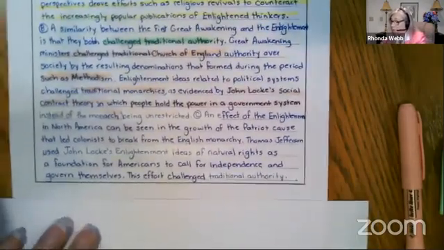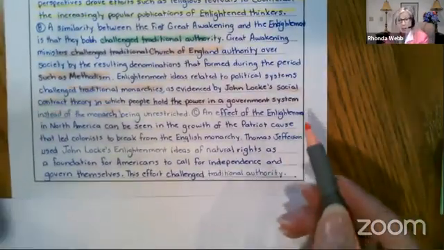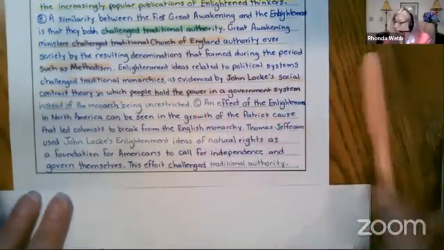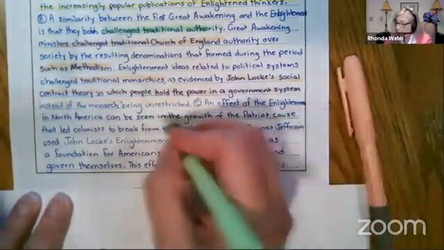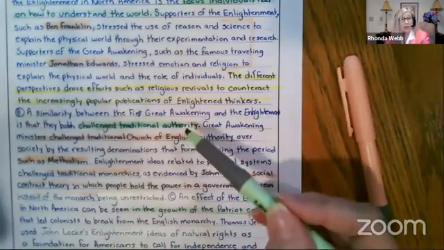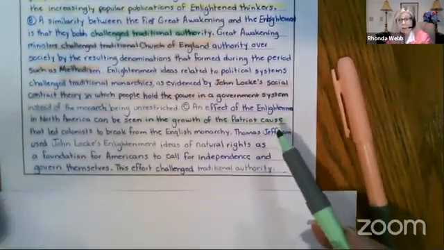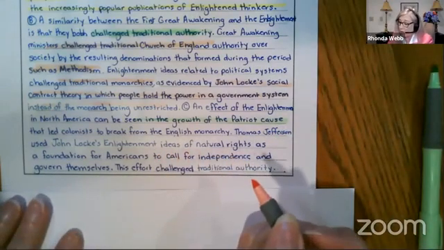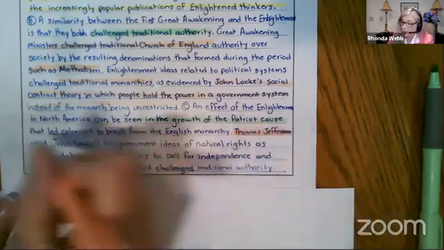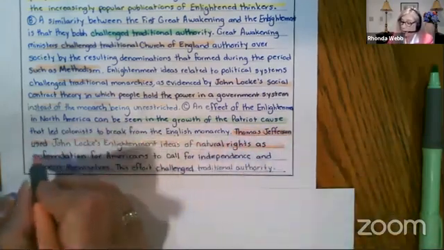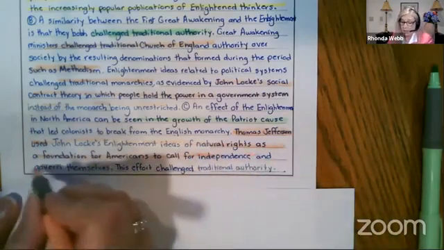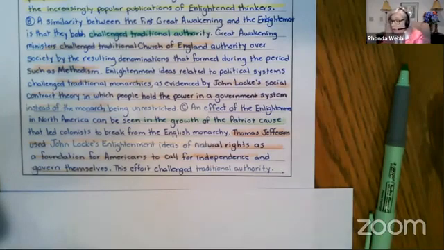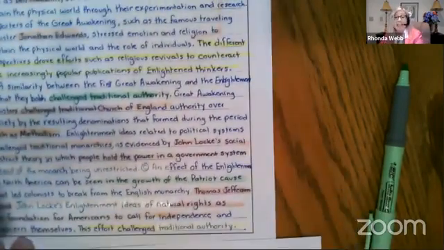And then the effect that this is going to have of the Enlightenment, and I chose the Enlightenment. So the effect of the Enlightenment on North America can be seen in the growth of the patriot cause. So there's my answer. I'm going to say that Enlightenment, kind of challenging traditional thought here, fosters the patriots. Well, I've got to prove it. So now I'm going to say this led colonists to break from the English monarchy. Thomas Jefferson uses John Locke's Enlightenment ideas of natural rights as the foundation for a call for independence for them to govern themselves. And so this is going to be a challenge to traditional authority. So I have proven that that's the case.